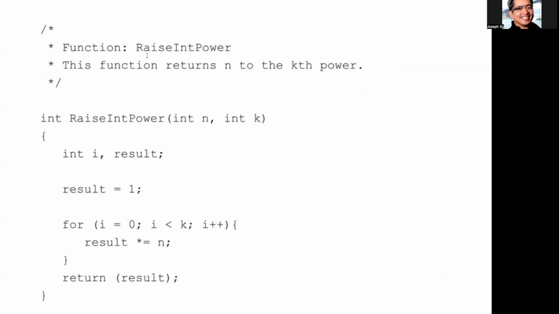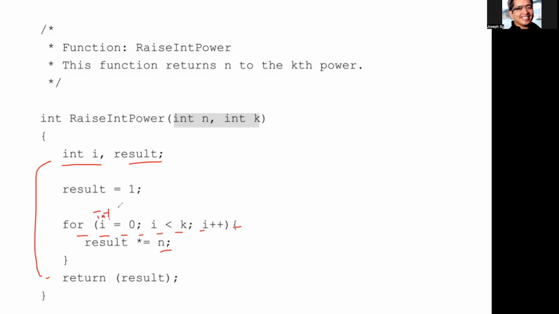This raised integer power function takes two integer parameters. And then further up, we have the internal business logic for the exponential, raising this n to the kth power. And this result is the manifestation of this for loop that goes from i equals 0.